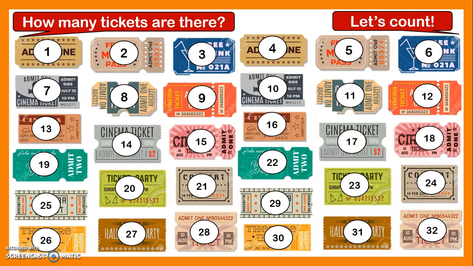Train station, train, what else? Car park, map, city center. That's right, good. And also, what else? What other thing did we do now? Yes, we count numbers, no? Okay, yes, from 1 to 32. How many tickets are there? 32 tickets, that's right. Okay, don't forget to practice numbers at home, right?